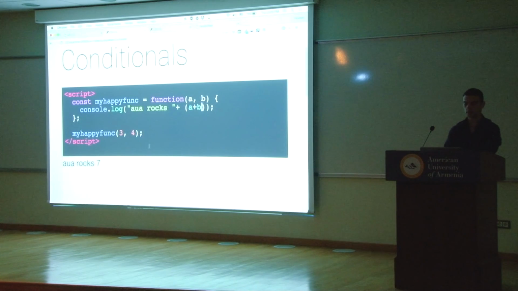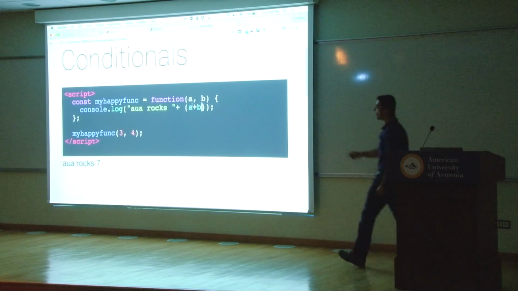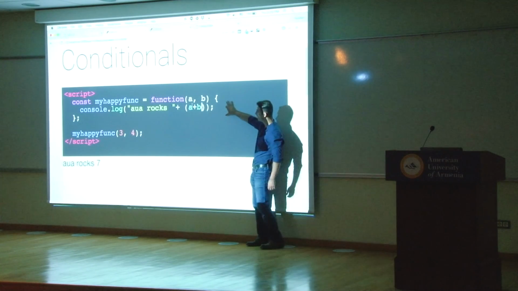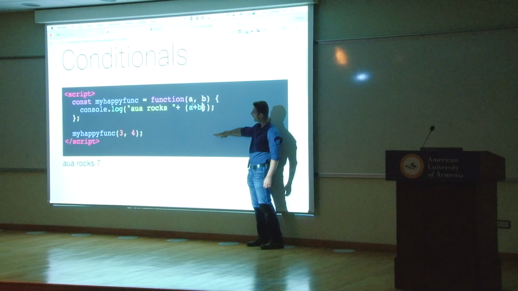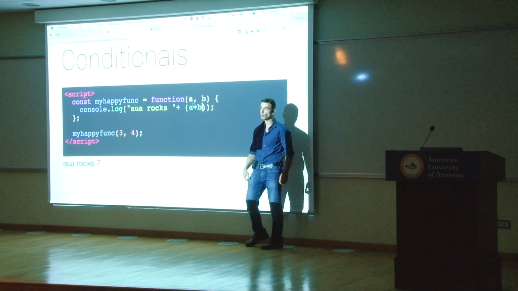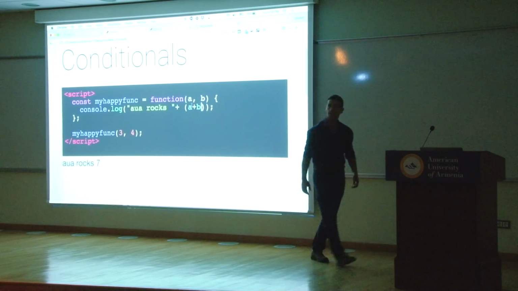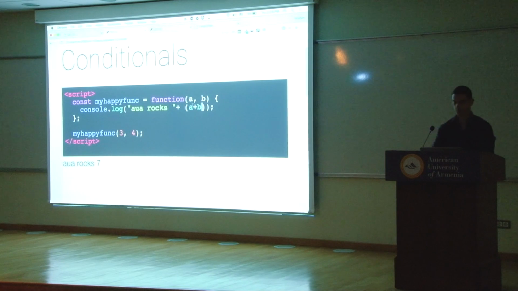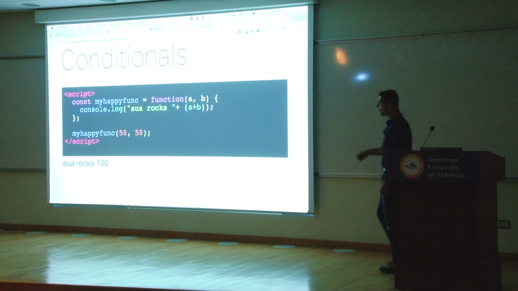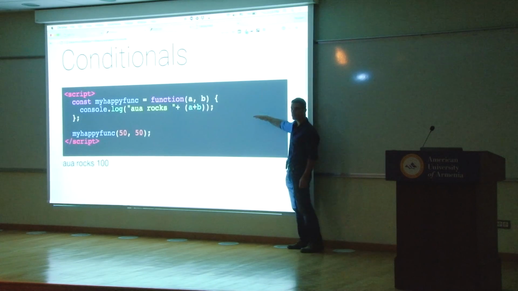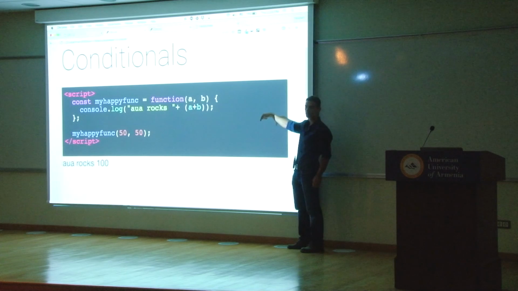And now I get 7. What can I do now without modifying this code here? What can I do here to have the output be AUA rocks 100? 50 plus 50? No, 50 and 50. There. So without modifying the code that I've written here, I changed the behavior by changing the inputs.